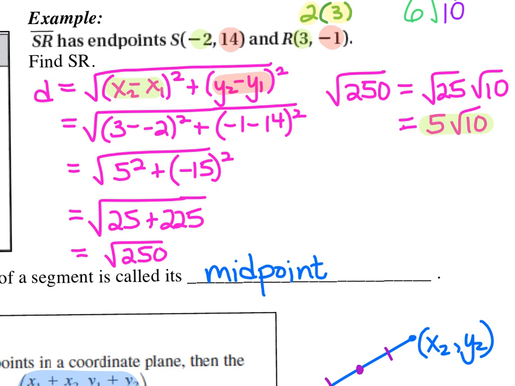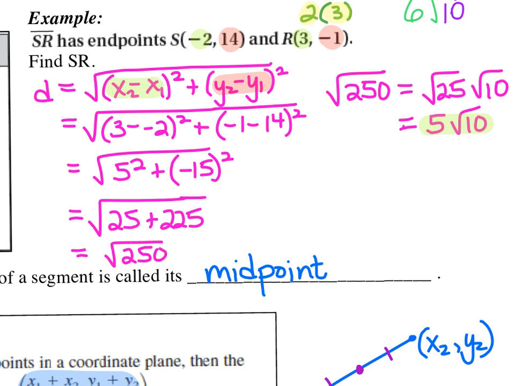So we're going to subtract the x-coordinates, 3 minus -2, that's going to be squared, and then we're subtracting the y's, -1 minus 14, and squaring that quantity. So order of operations, that becomes 5, that'll get squared, that's -15, which will become squared. Squaring the numbers gives you 25 and 225, or the square root of 250.